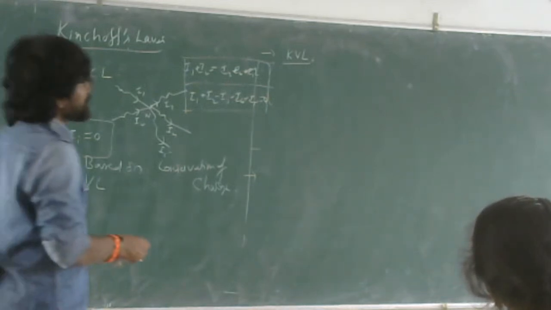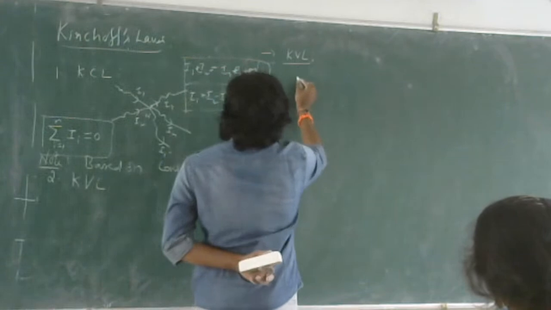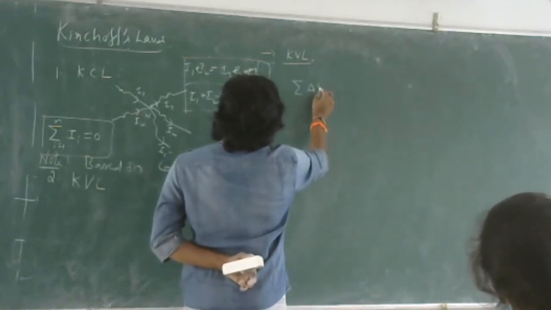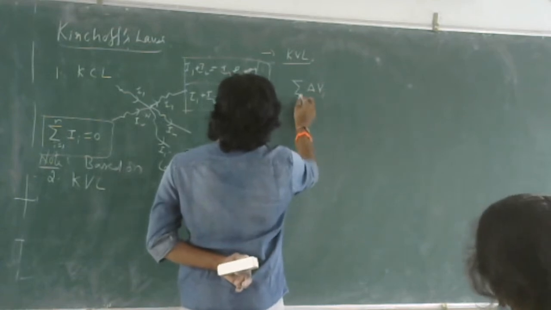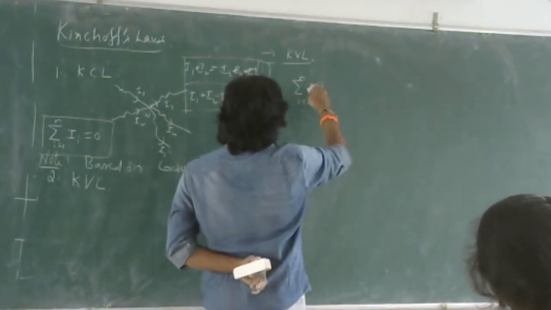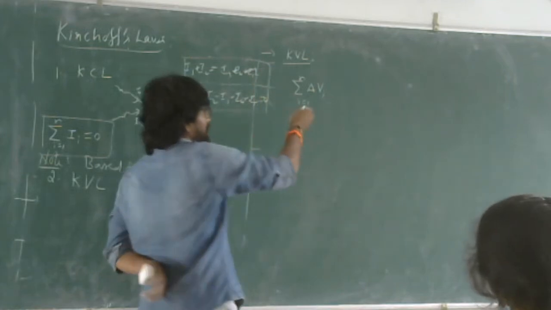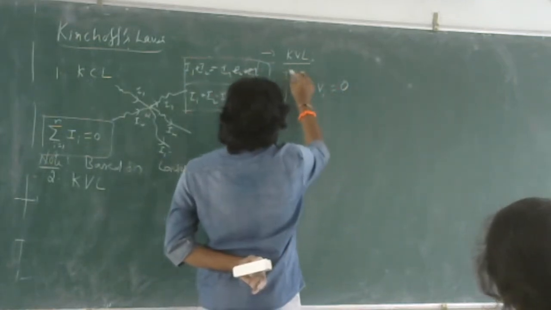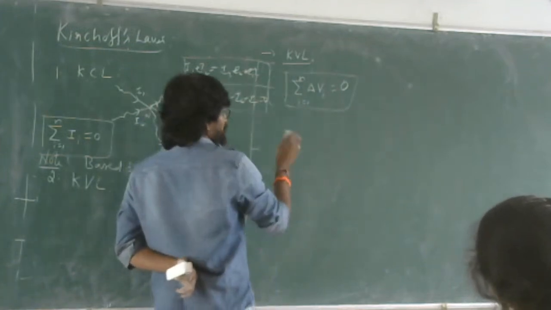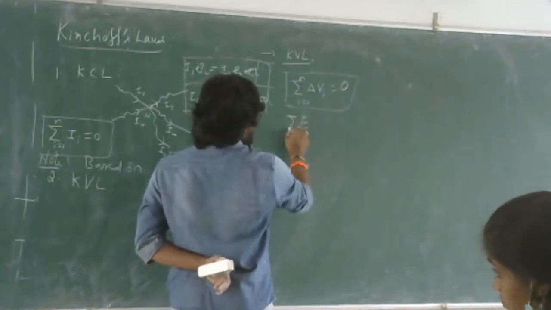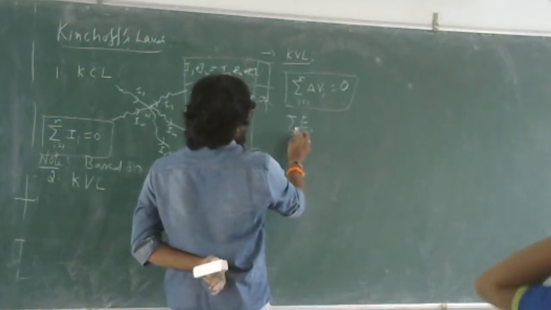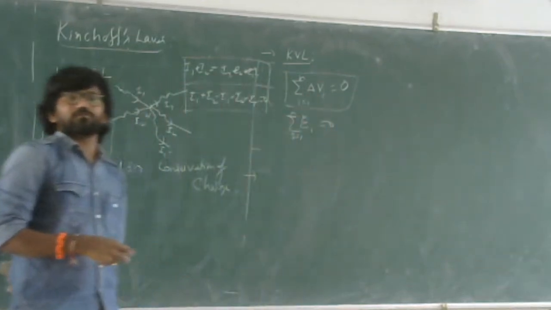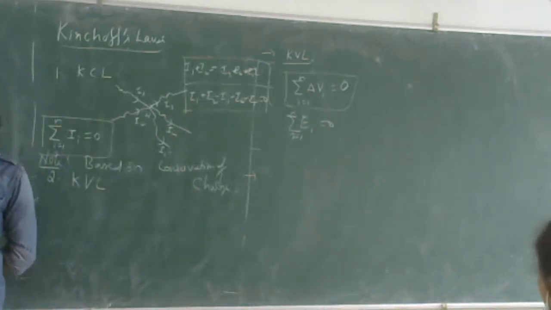Mathematically it is given by sigma of delta V_i, where i is equal to 1 to n. Or you can say delta E_i, or you can say sigma E is equal to 0. The algebraic sum of the potential differences or potentials. Or you can also write it as sigma of V_i, where i goes from 1 to n, is equal to 0. Any sequence we use. Okay? This is Kirchhoff's voltage law.